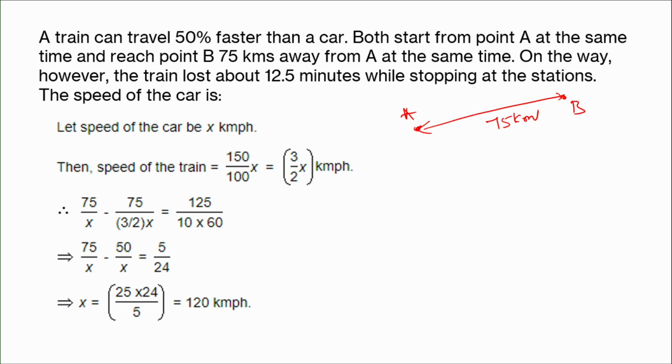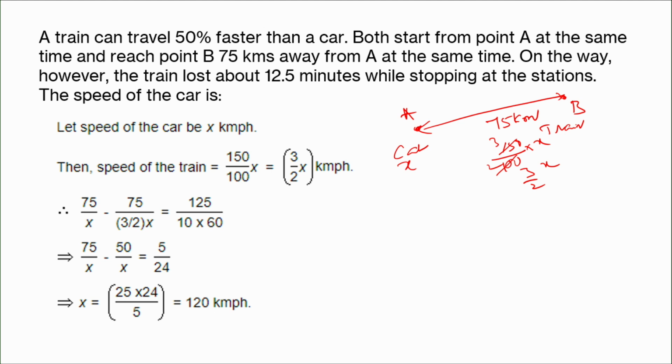Understand? So if the time taken is x minutes, then you have to add 12.5 for the train. Now, after understanding this concept, we don't know the speed of the car, no? Say the speed of the car is x, then the speed of the train is 50% more, means 150 by 100 of x, which is 3 by 2 x. That's the reason it's 3 by 2x. Clear? This is for the train and this one is the car.